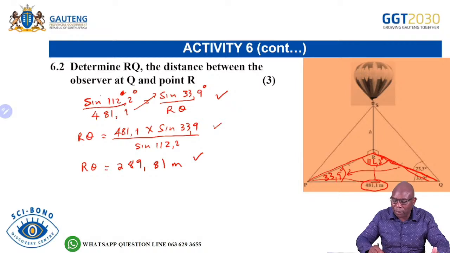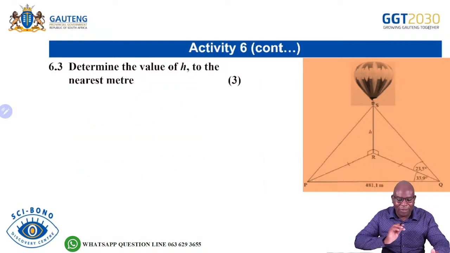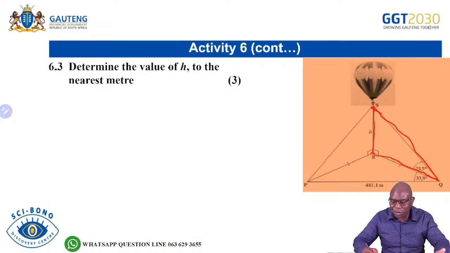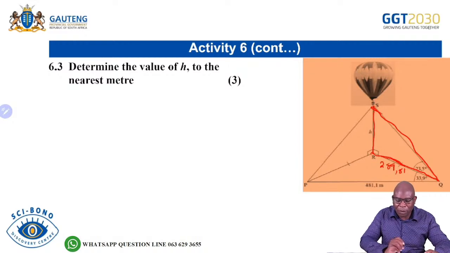Okay, right. Okay, the next one, the value of H. The H, it's there. Can you see it's in a right angle triangle? You see it's in a right angle triangle. So if it's in a right angle triangle, I use my ratios. Do I know what is RQ? Yes, I got it. It's 289.81. Can you see? When I'm doing these questions, I must then also put in the values in them.